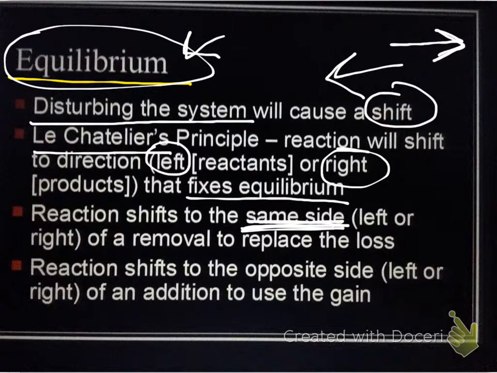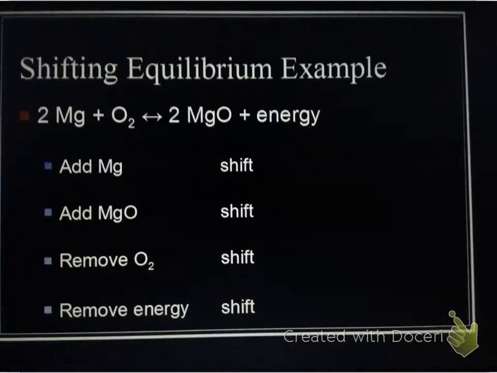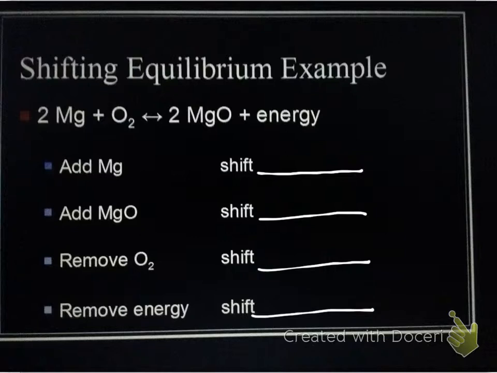Okay, it's also true that a reaction shifts to the opposite side of an addition to use the gain. So if you get extra reactant or extra product, it'll shift to the opposite side, so away from that addition. Okay, so let's take a quick look at what that means through an example. So please write this down and we will go over and fill in which direction it shifts momentarily.